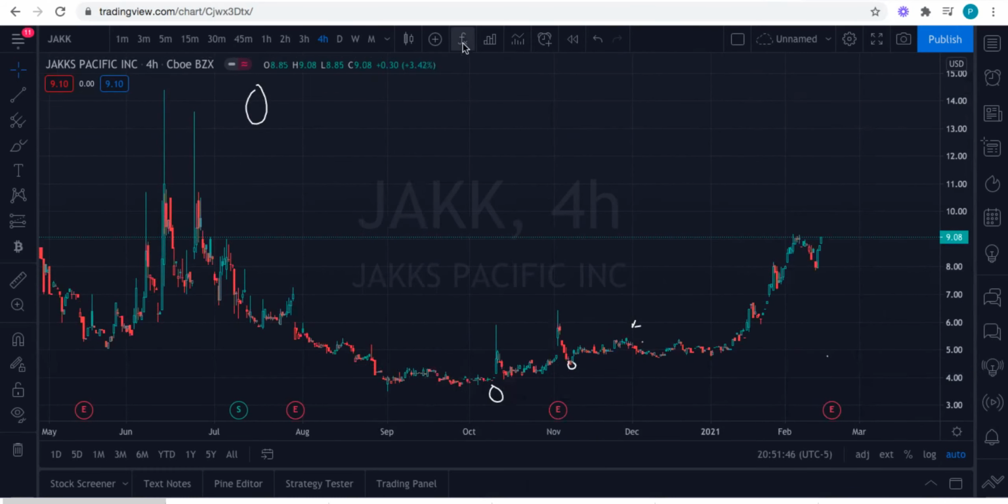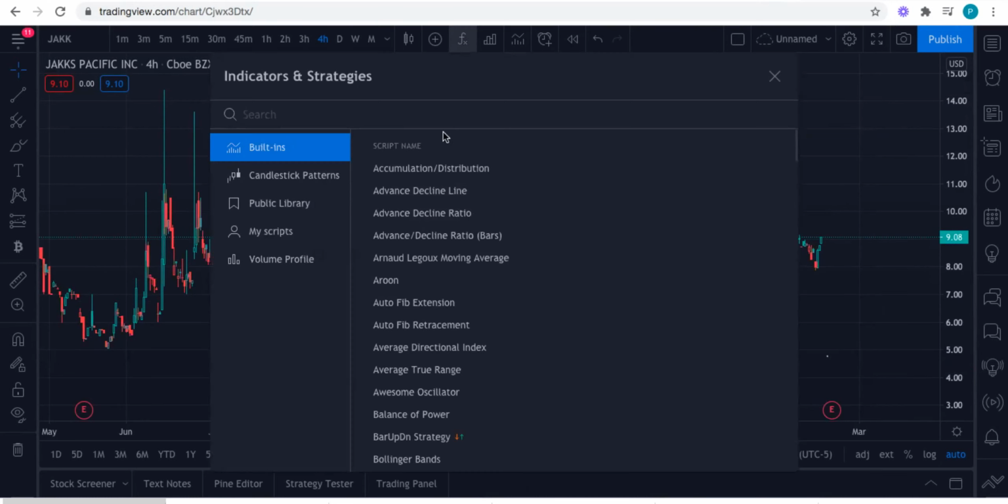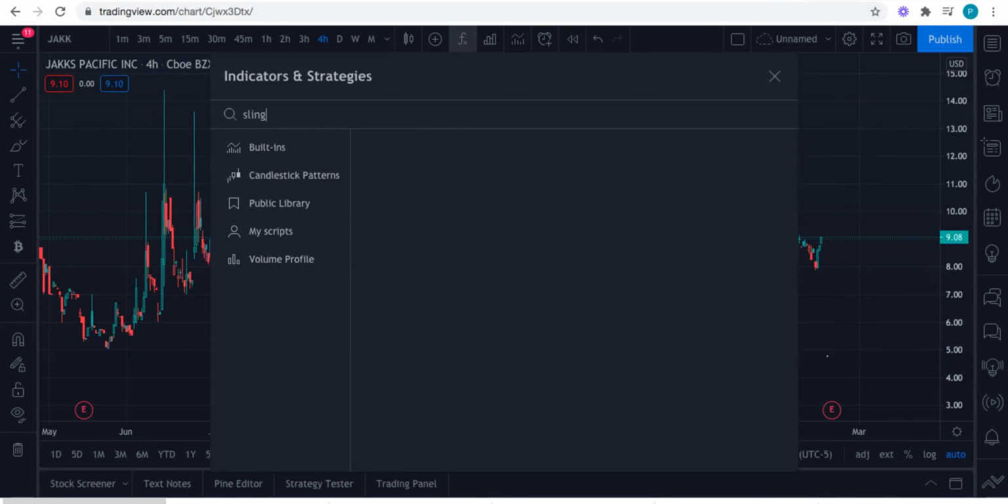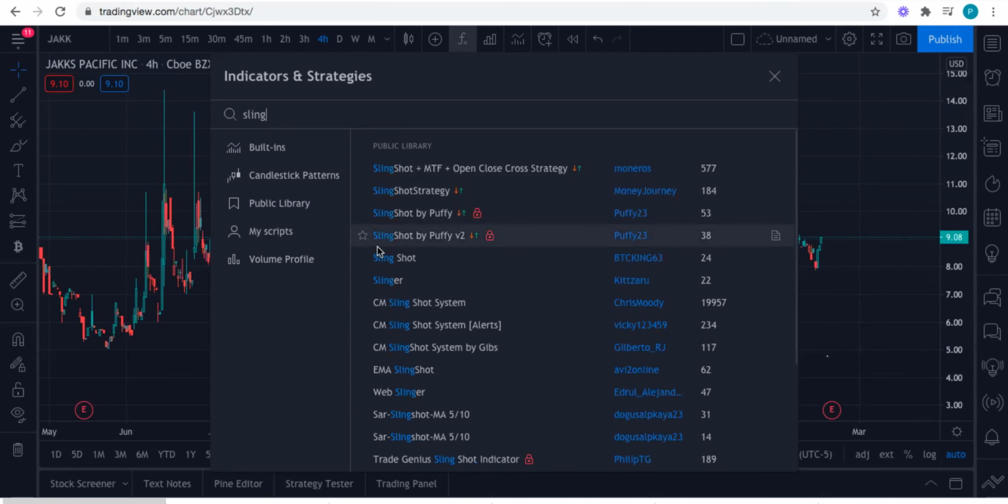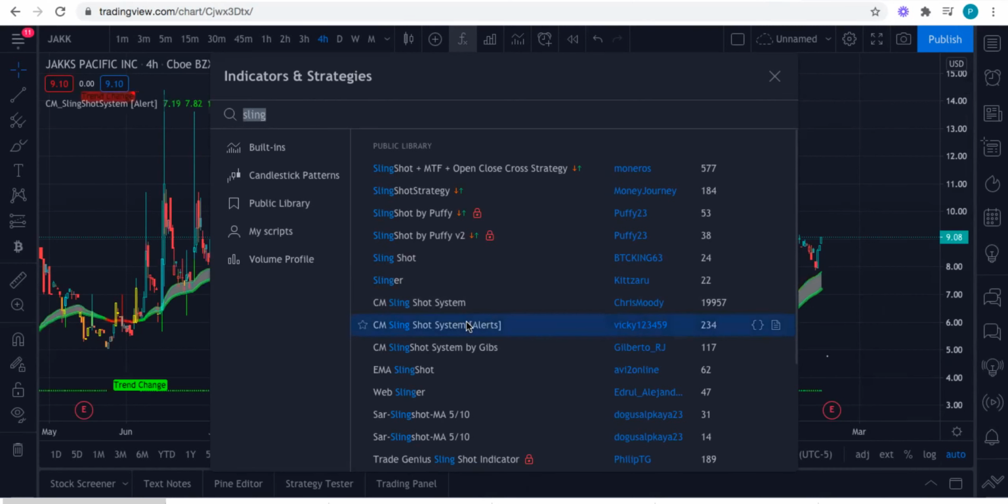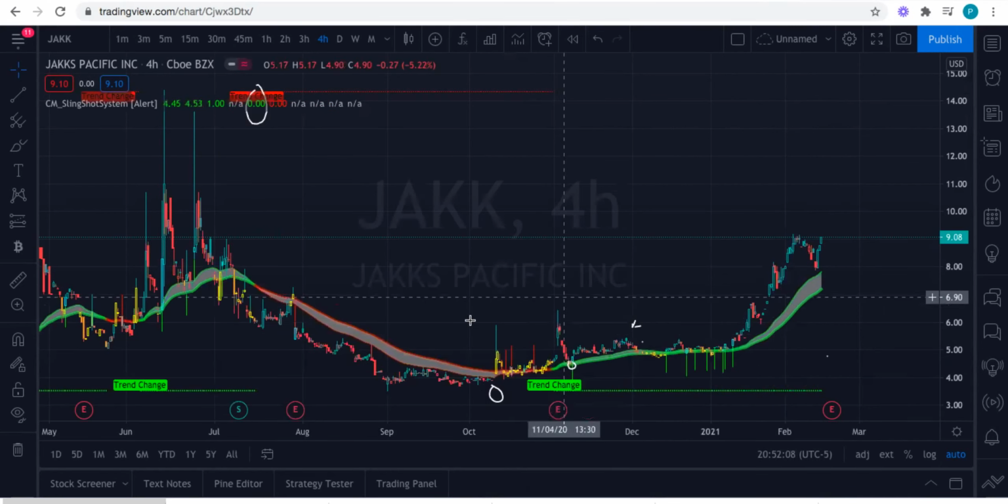All right, so now we have the candles, the night mode, and we're going to be setting up your indicators. Again, you go up to your FX button up here, and the first one you're going to be doing is the Slingshot. So you just type in Sling, and you go down to CM Slingshot Alerts. Vicky 123459 is the publisher of that. So you click that and it automatically goes onto your chart.